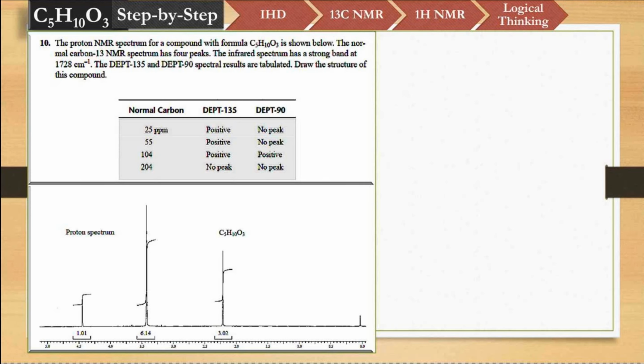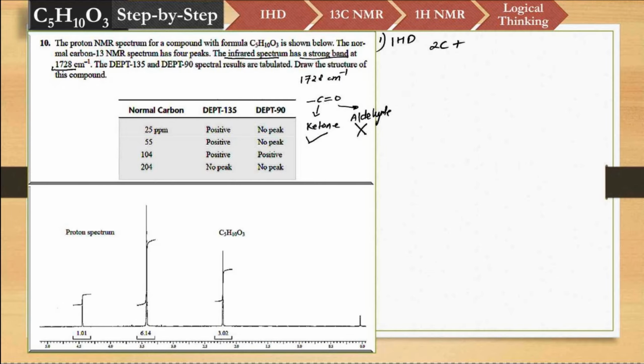In the IR spectrum, there is a strong band at 1728 per centimeter. This 1728 value is a characteristic value for a carbonyl group, and this carbonyl group can be ketone or aldehyde. If it is aldehyde, we must see the aldehydic proton in 1H NMR, but there is no aldehydic proton in 1H NMR, therefore we can rule out the possibility of aldehyde, and hence we can say that the compound contains a keto group. Now let's calculate the index of hydrogen deficiency.